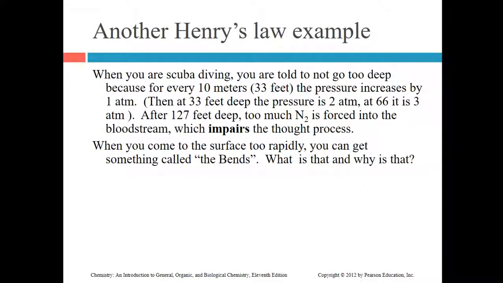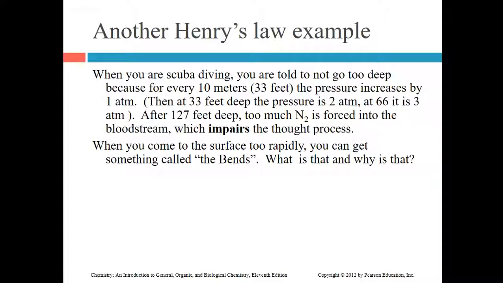Now, when you're scuba diving, you're told not to go too deep because for every 10 meters, 33 feet, the pressure increases by 1 atmosphere. So then at 33 feet deep, the pressure's 2 atmospheres, and at 66 feet deep, it's 3 atmospheres. Well, after 127 feet deep, too much nitrogen gas is forced into your bloodstream, which impairs the thought process, like as if you're really drunk. So that wouldn't be good.